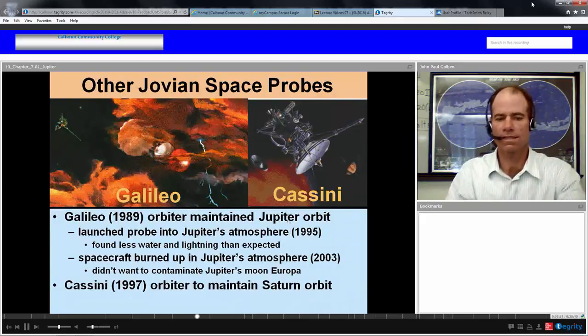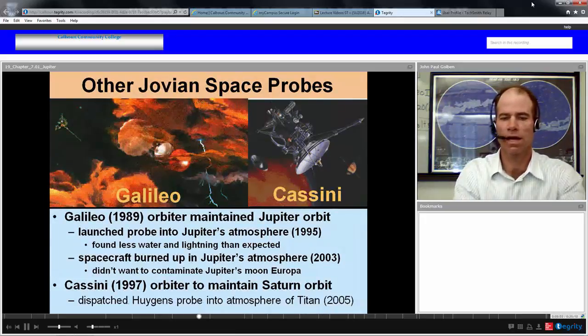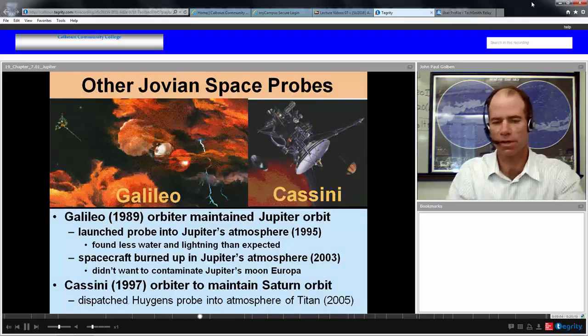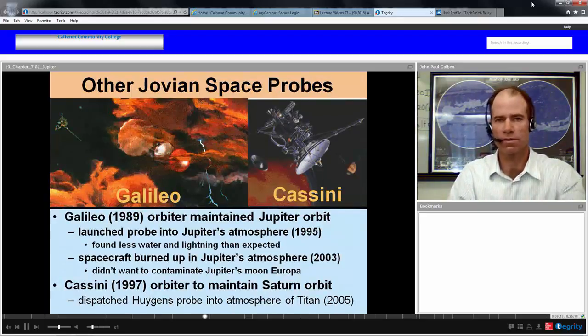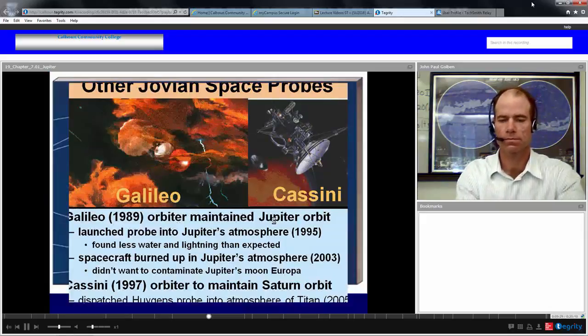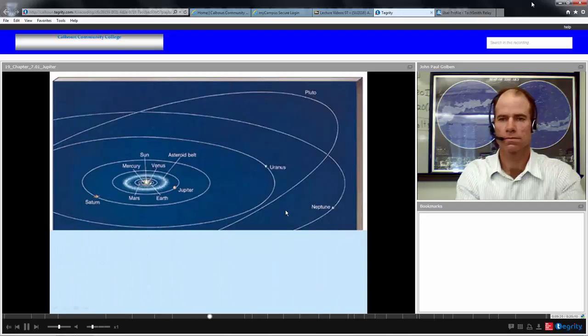Cassini, launched in 1997, was headed towards Saturn and finally made orbit in the 2004-2005 time frame. And Titan, being the largest moon of Saturn and having some characteristics of a primordial Earth, Cassini dropped a probe, the Huygens probe, into the atmosphere of Titan, which landed on Titan in 2005 and got some pictures and was able to make some measurements as it fell into the atmosphere. More on that probe later.